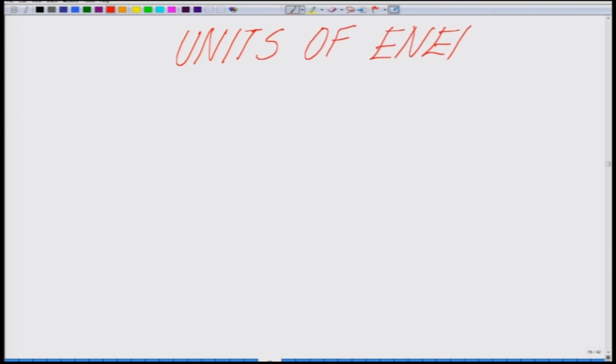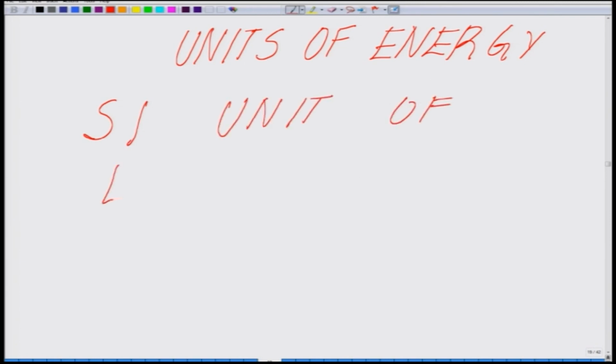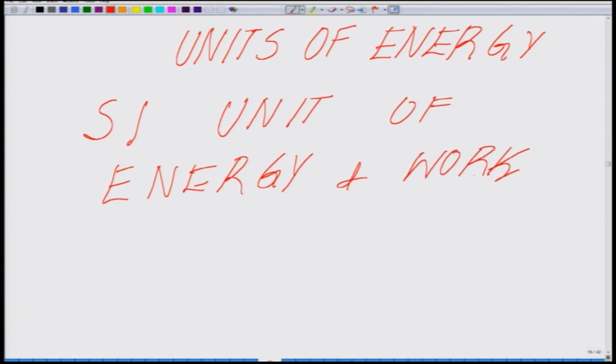The major unit of energy is called the SI unit of energy. SI unit is standard international unit. The SI unit of energy and work is joule, in the name of James Joule, and it is represented as J. Now, there is another unit which is very commonly used, which is also called British Thermal Unit or BTU.